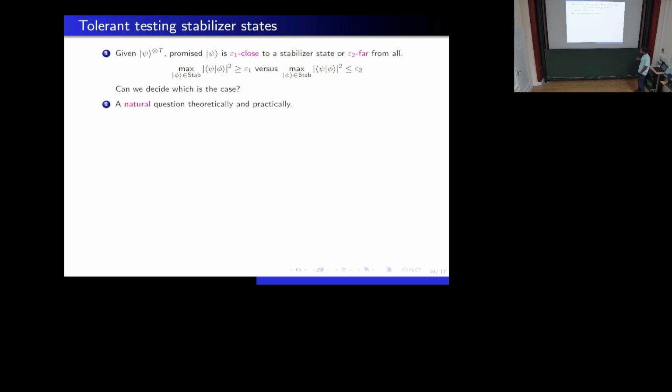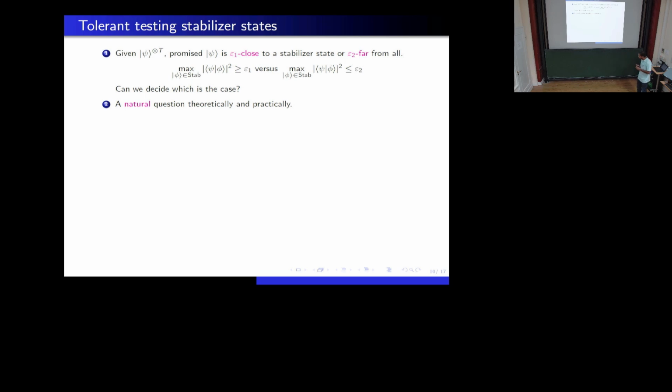I'm not going to go into too much motivation about this. I think Shivam spoke a fair bit about this yesterday. Let's just say you can run a Clifford circuit in your lab. Of course, it's going to be slightly noisy. You cannot exactly prepare it. You're going to prepare something that's close to stabilizer or far from stabilizer. Can you test whether you did a good job?